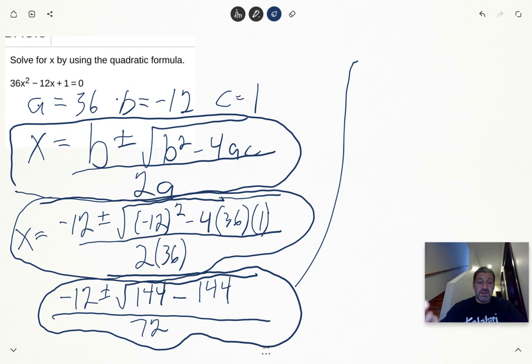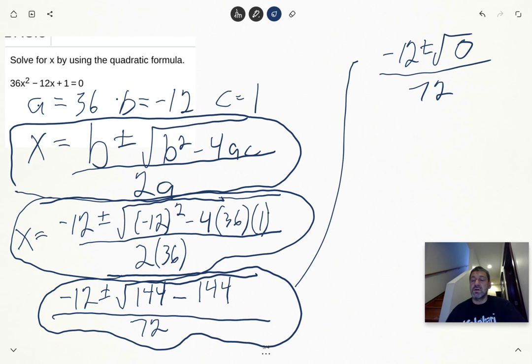So to go up here again, I've got negative 12 plus or minus the square root of 0 over 72. Okay, so whether or not you add or subtract 0, the square root of 0 is 0. So I'd end up with negative 12 over 72. And I said usually we have two answers in quadratic equations, but not always. And in this case, we only have this one answer.